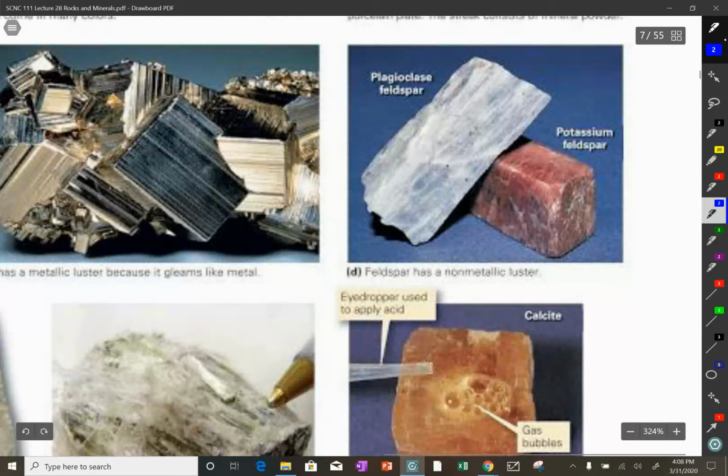These here, you notice they're both feldspars, which is German for a field rock. Plagioclase versus potassium, very different in color. So they're both feldspars, but they are very different.